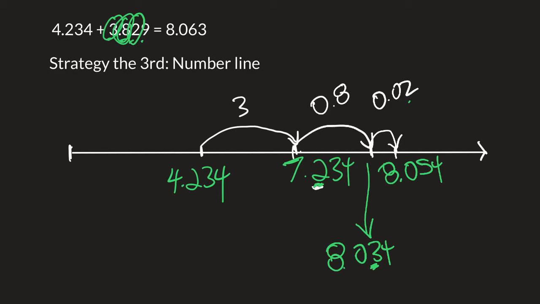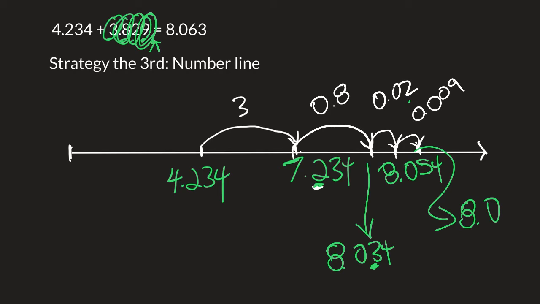And then our last little itty bitty right there, even though it's not an itty bitty number, it's at 9 thousandths. So we're going to add right over here really quickly 0.009 thousandths. And so this line right here would give us our answer, which would be 8.0, and we're regrouping because 4 and 9 is 13 thousandths.